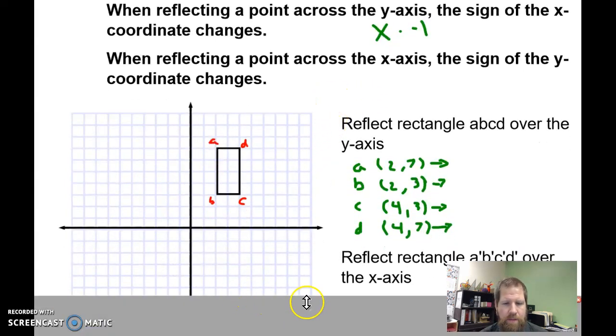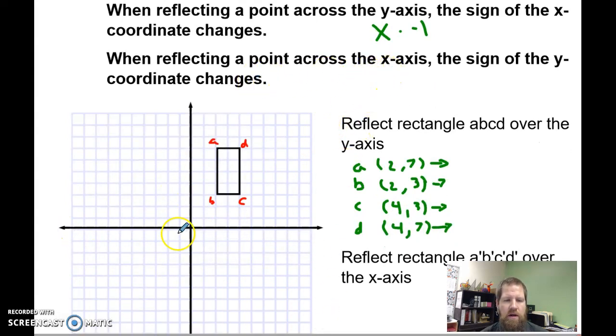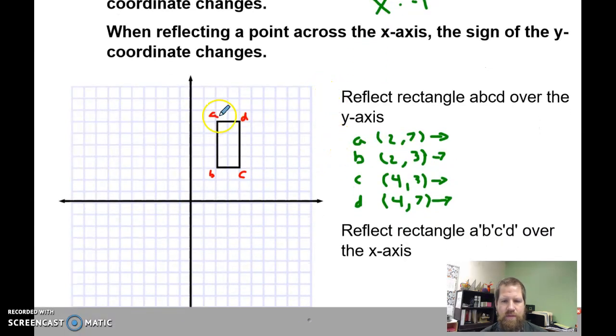Same thing for when you're reflecting across the x-axis, except now your figure is flipping and changing vertically. So if it was positive y values, they would change to negative. If they were negative y values, they would change to positive. So remember, when you're reflecting, you're always changing the coordinate opposite from the axis that you're flipping over, or reflecting across. All right, so for this one, I've got a rectangle.